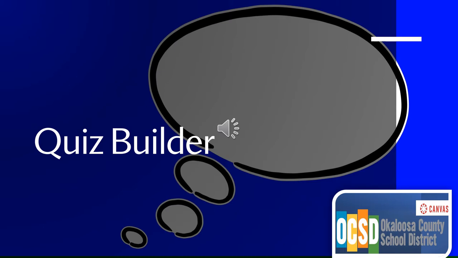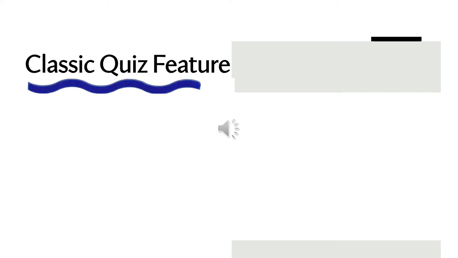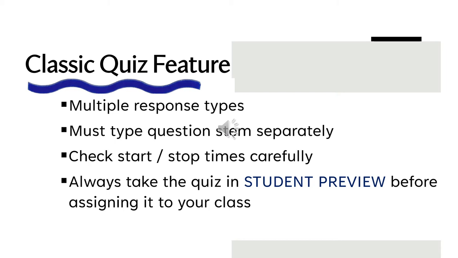First, let's look at the quiz builder options. To create a quiz in your Canvas course, select Quizzes from the menu on the left of your Canvas dashboard. Then select the blue plus quiz icon in the upper right-hand corner of your page. At this point, you'll be asked to select either the classic quiz feature or the new quiz builder.